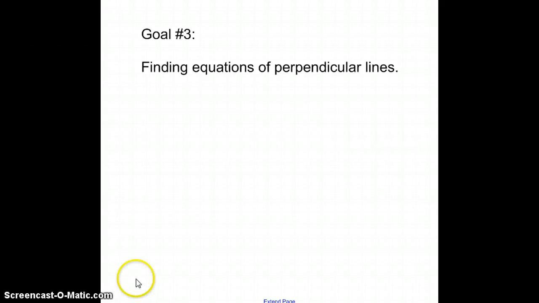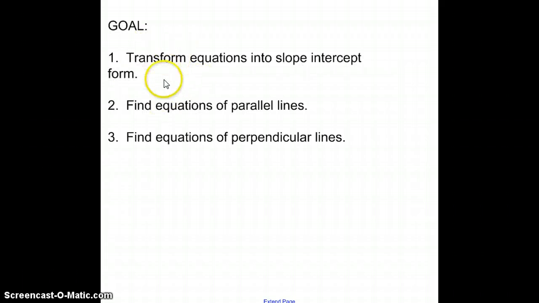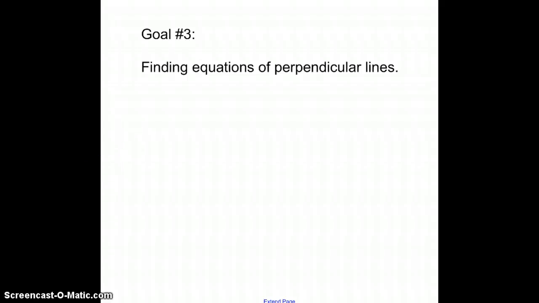Mr. D here. In this video, we're going to be looking at goal number 3, how to find equations of perpendicular lines. Again, we're talking about goal number 3, just to put in perspective here. These were our 3 goals when we started one of the lessons in Chapter 5, dealing with slope-intercept form. So here's what we're doing, trying to come up with equations of perpendicular lines. That's what we're looking at in this video.